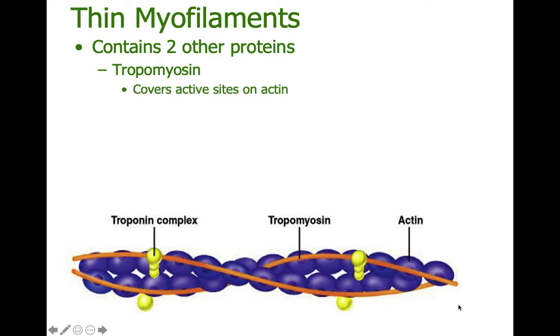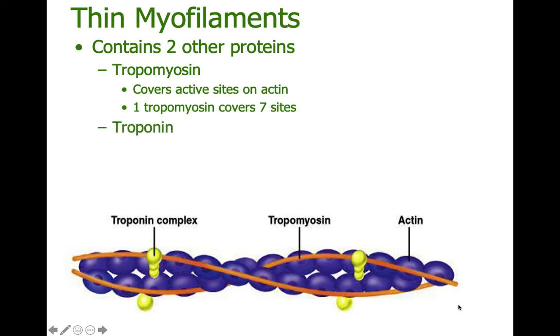Tropomyosin covers the active sites on the actin. I refer to them as licorice whips. They're those orange strands that you see positioned directly over top of the active sites. Each tropomyosin molecule covers 7 active sites, so it's going to cover 7 actin molecules. And don't count, trust me, it covers 7 active sites. I wouldn't lie to you.